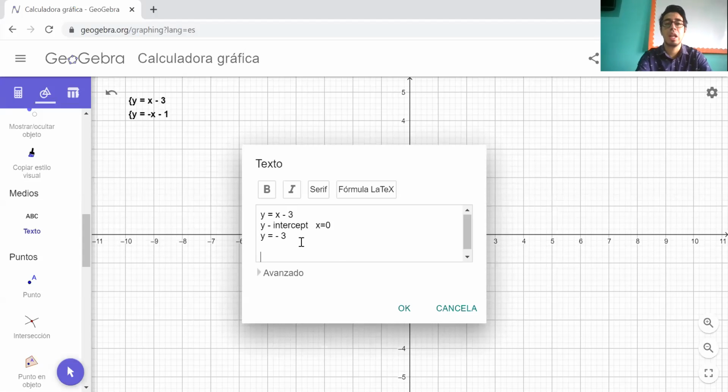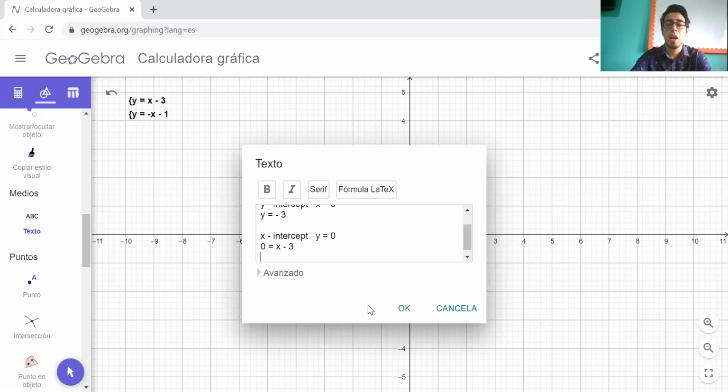Now I'm going to find the x-intercept. I'm going to do this for both functions, for the first one and for the second one. The x-intercept means that y in this point is going to be equal to 0. I'm going to give more space in here. And now I'm going to replace in the formula that y is equal to 0. So 0 equals x minus 3. I only replace in the formula: 0 equals x minus 3.